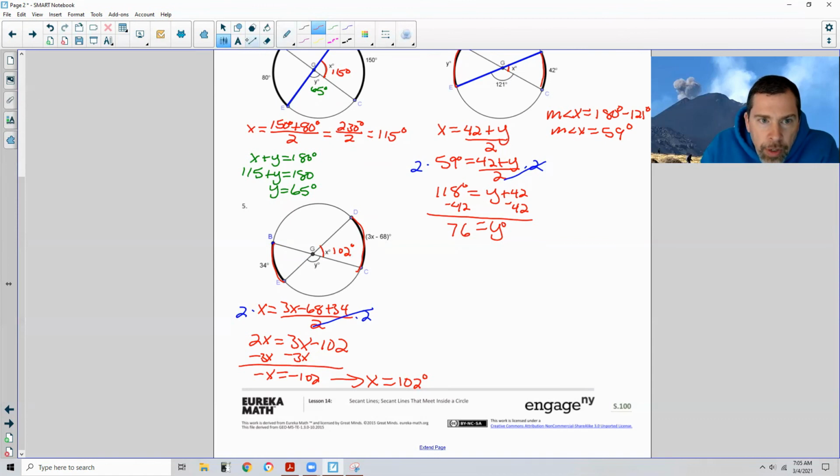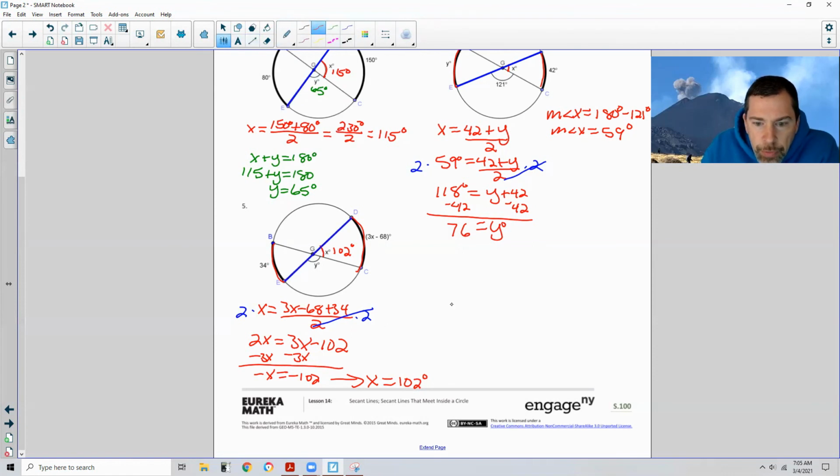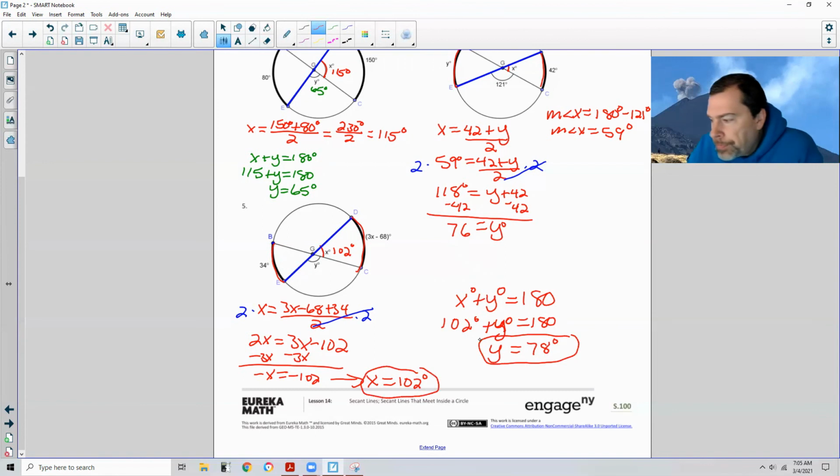So since x and y are linear pairs, okay, let's make it blue again. Here is our straight line. So then my equation would be x degrees plus y degrees equals 180. x is 102 degrees plus y degrees equals 180. Subtract 102 from both sides and y equals 78 degrees. So y is 78, x is 102.